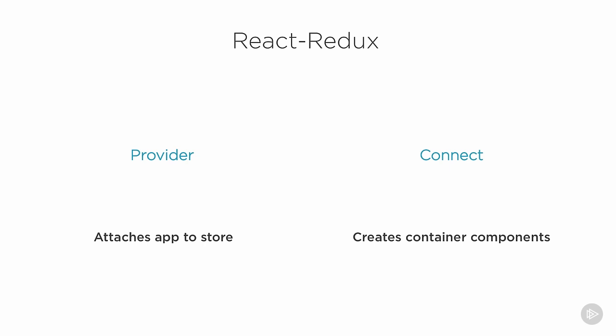It consists of two core items, the provider component and the connect function. The provider component is utilized at your application's root. As you'll see, the provider component wraps your entire application. This is how the provider component attaches your app to the Redux store. Remember how I said earlier that container components aren't typically created by hand? Instead, they're created by React Redux. The connect function that's provided by React Redux generates your container components for you. Let's take a look at each of these items in more detail.